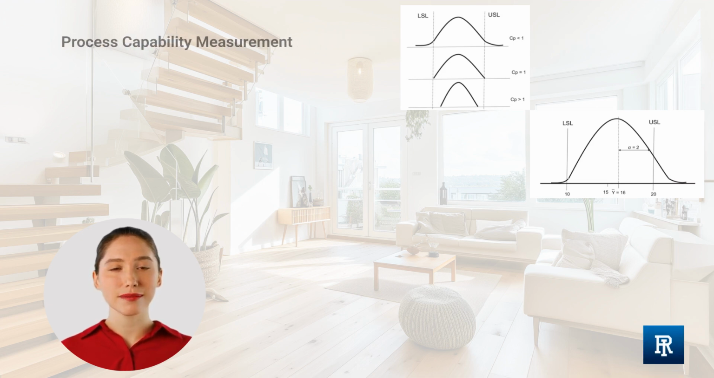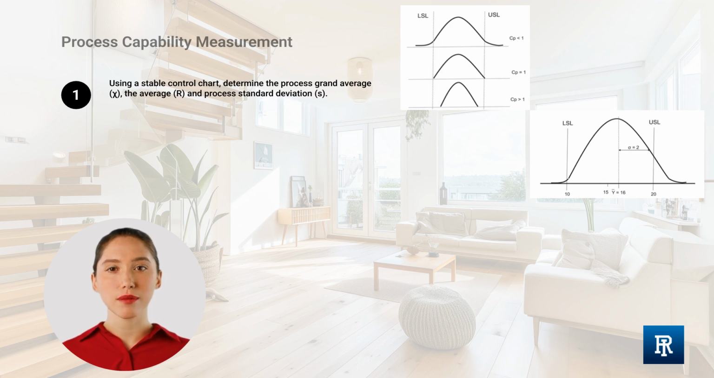Finally, process capability tells you if your process can meet customer specs. CP is potential. CPK is actual. There are 4 basic steps in process capability measurement. Using a stable control chart, determine the process grand average, the average, and process standard deviation.